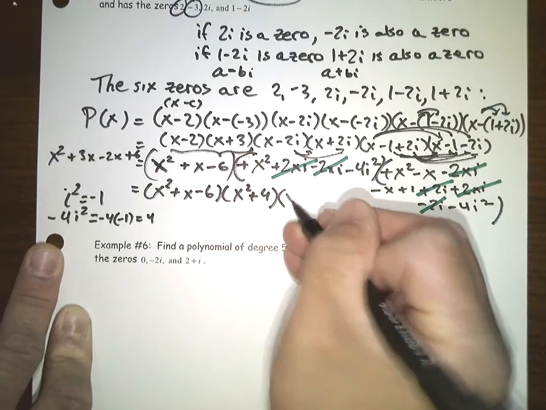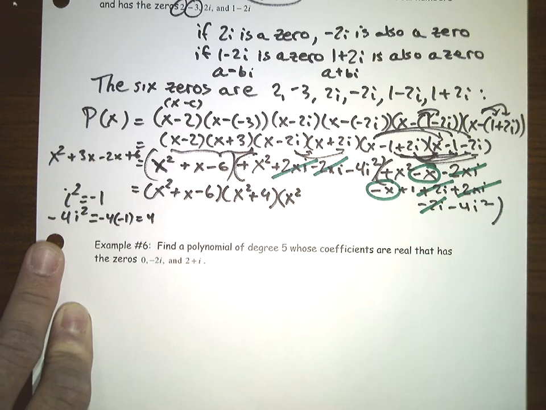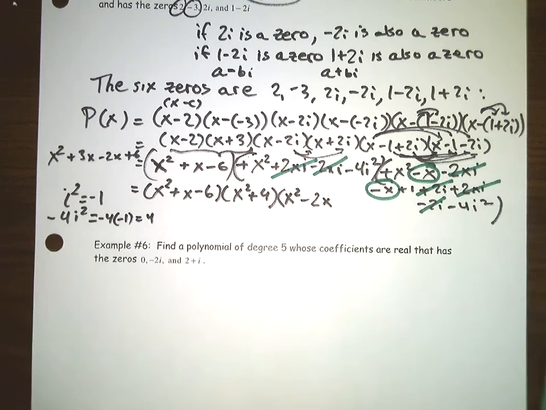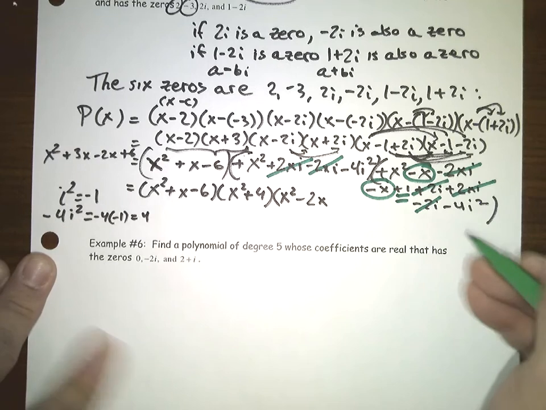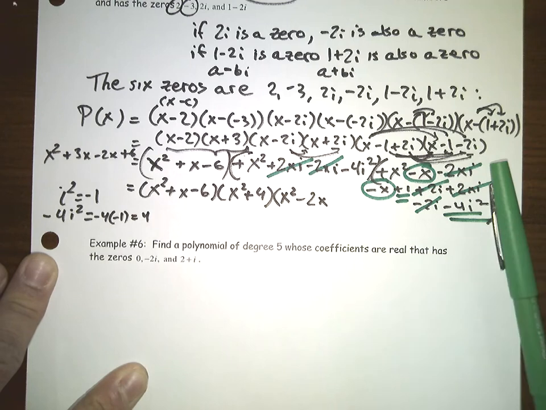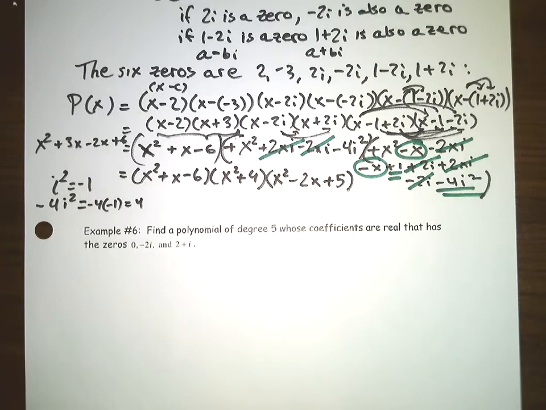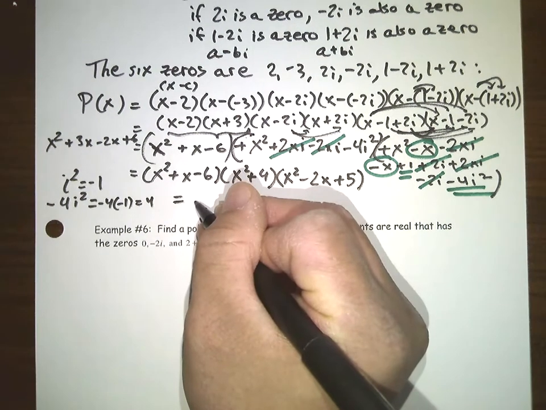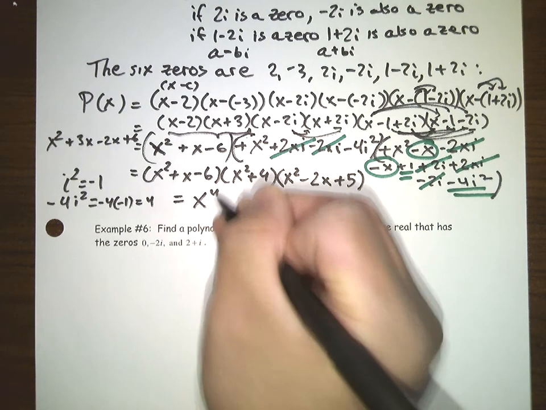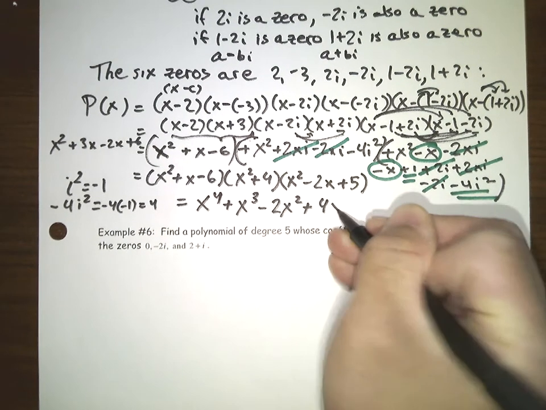So it's positive x squared plus 4. Then we have x squared, and we have minus x, so that's minus 2x, and then we have the plus 1, and then since the minus 4i squared was 4, that's actually plus 5, and then we multiply all of this out here, and you know what, I ran out of room, so I hope you don't mind, but I'm just going to write down that the final answer here would be x to the fourth plus x to the third minus 2x squared plus 4x minus 24.